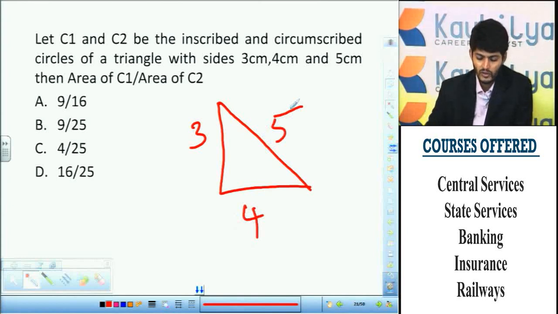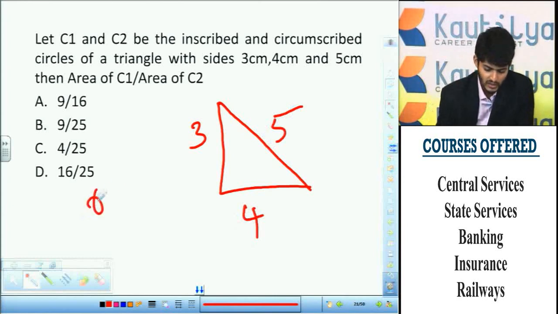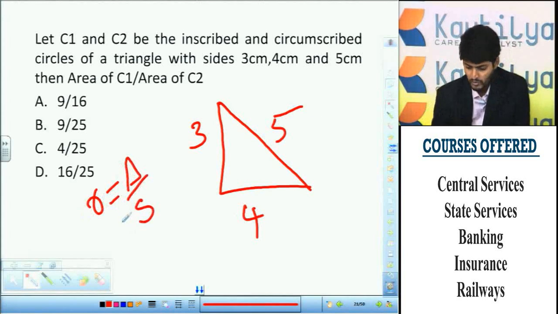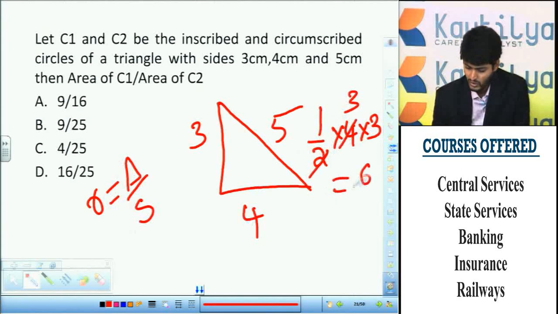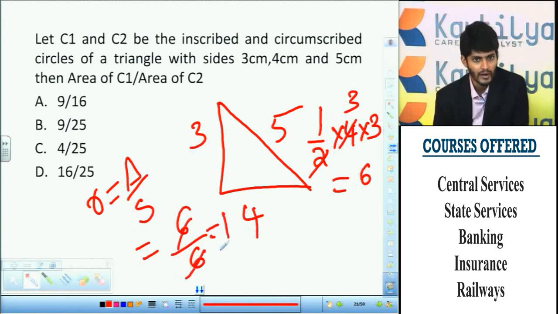Okay, so if I want to find out the area of the incircle, first I should know the inradius. So you know r is equal to delta by s. So delta of the given problem would be half into base into height. Base is 4, height is 3, so it is nothing but 6. So your delta is 6. And what is your semi perimeter? (a plus b plus c) by 2. So 3 plus 5, 8, 8 plus 4, 12, 12 by 2. So this is also 6. So your small r is equal to 1.